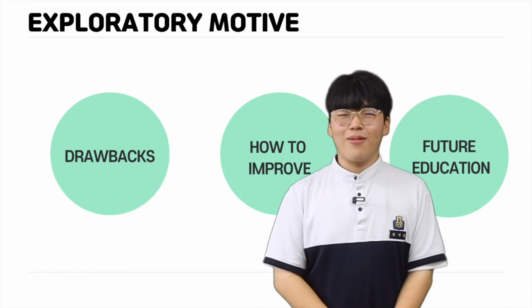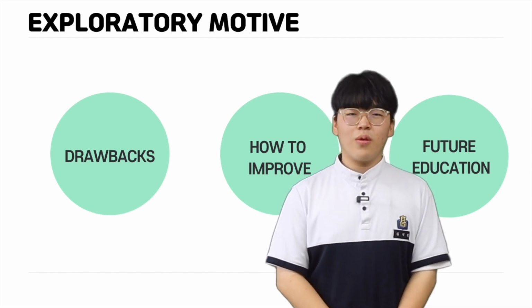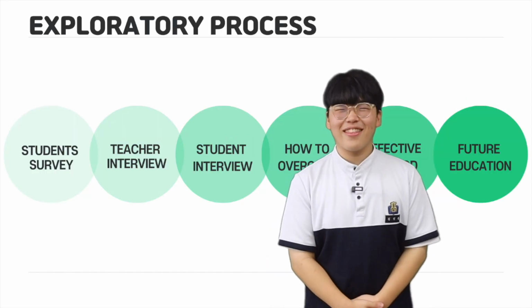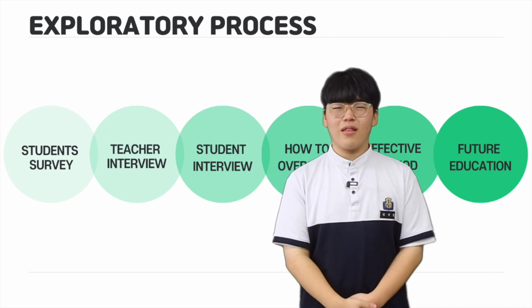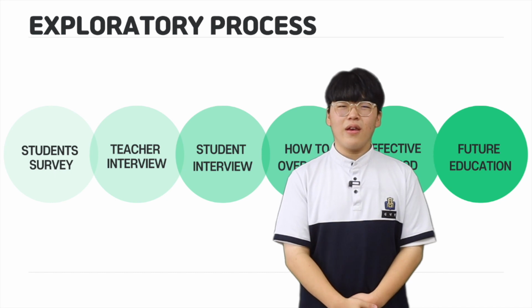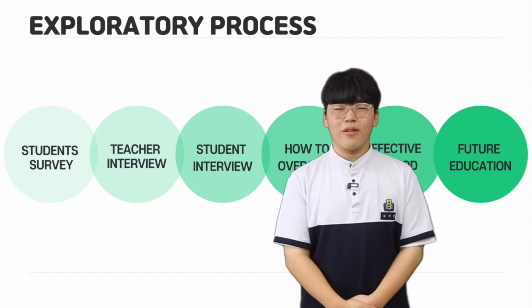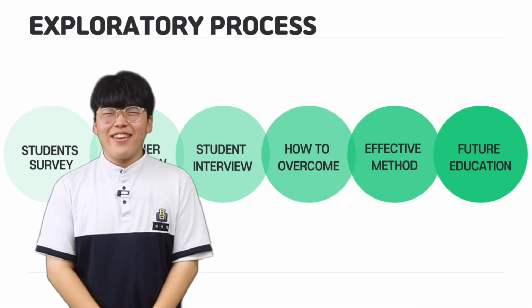And we thought that online classes might be the way to progress towards future education, so we also looked for a desirable future education method. And then we took 6 steps while exploring. First, to find out the drawbacks of online classes, we conducted a student survey and had an interview with a teacher. And to compare recorded classes with real-time interactive classes, we had an interview with a student. Finally, we thought about effective online class methods and a desirable future education method.